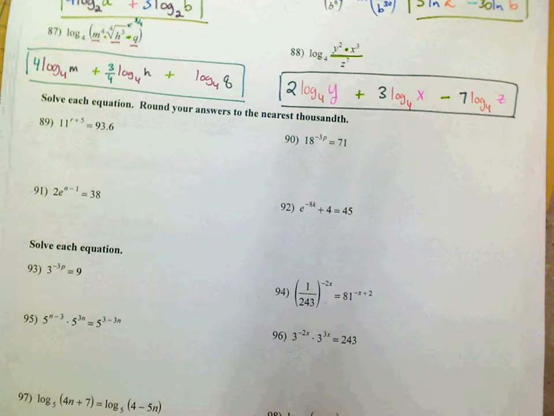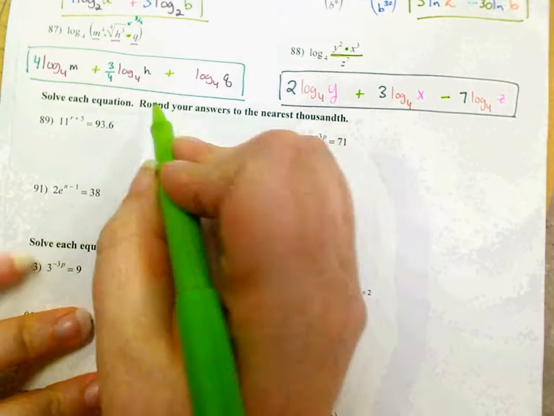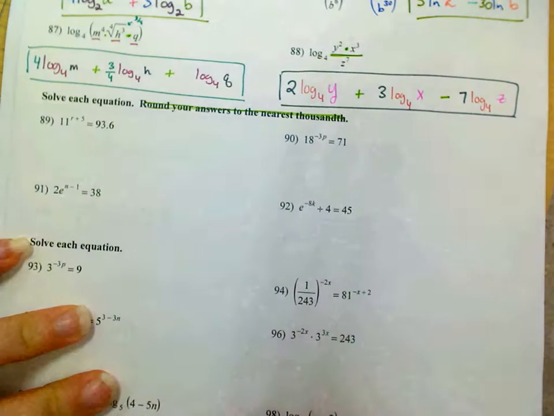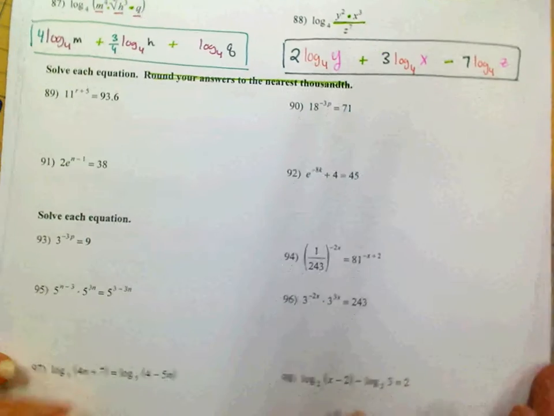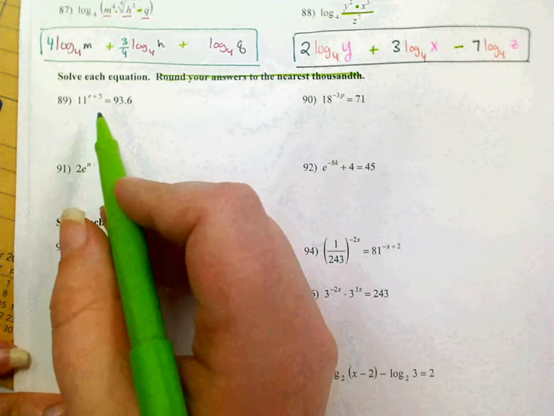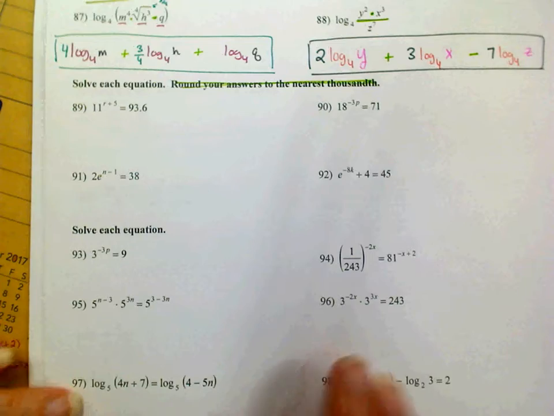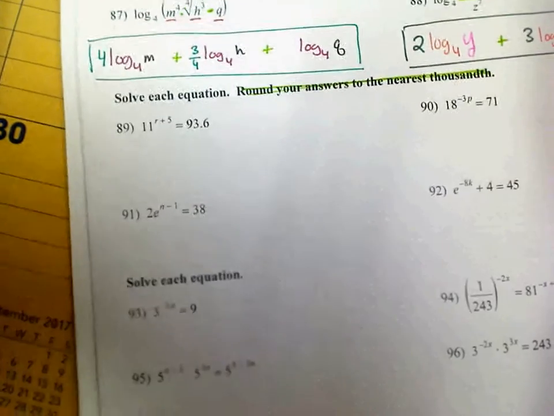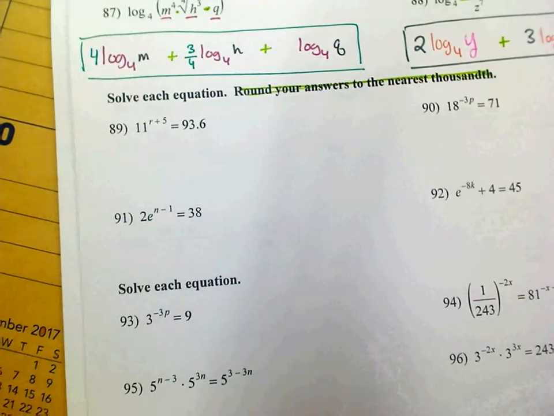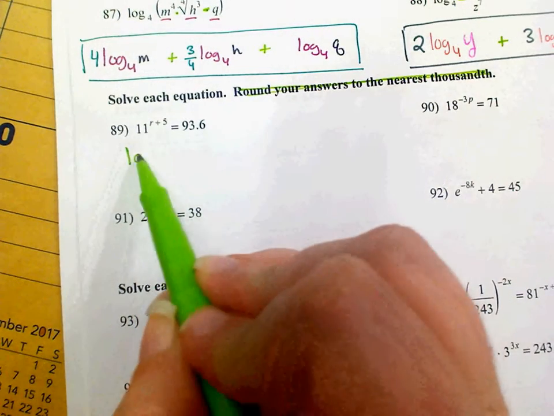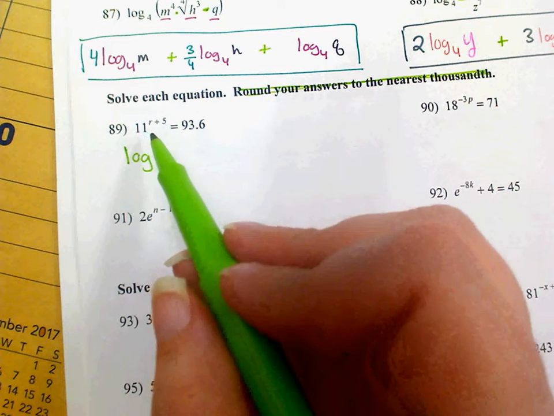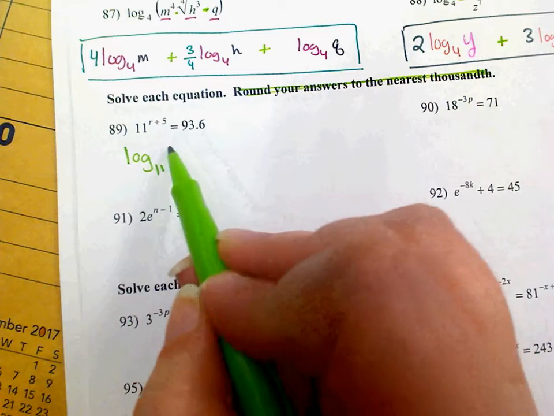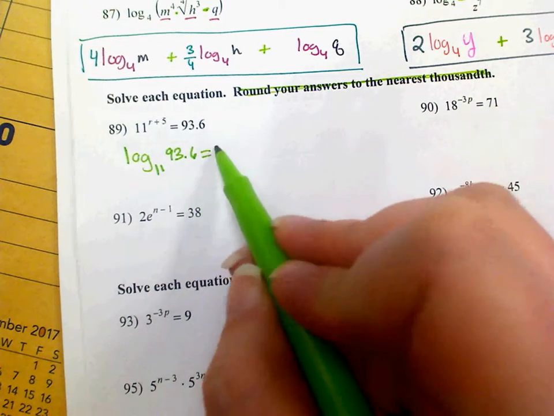Alright, now switch gears into solving exponential and log equations. So this, I don't care about the rounding to the nearest thousandth. If you do a decimal, I need 3, but I'm not going to type it in. I'm just going to see what we got. If I have an exponential set equal to a number, then the best way to work this is to convert it into a logarithm. So the base of the exponent is the base of the log, so log base 11 of 93.6 equals r plus 5.